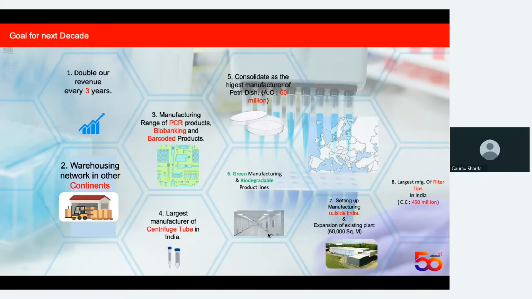Abdos' goal is to double their revenue in 3 years. We have warehousing capacity in other continents like the Netherlands. We have a manufacturing range of PCR products, biobanking, and barcoded products. We are the largest manufacturer of centrifuge tubes in India and consolidated as the highest manufacturer of petri dishes. We are going for green manufacturing and biodegradable product lines, and we are setting up manufacturing outside India and also expanding our existing plant. We are also the largest manufacturer of filter tips in India.